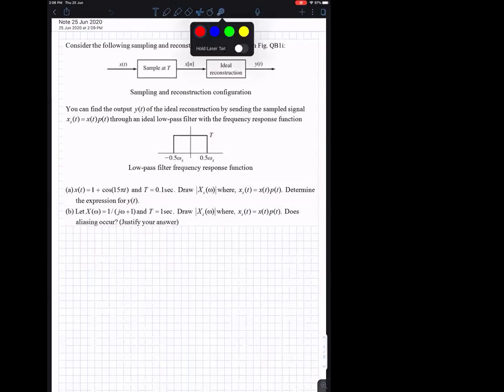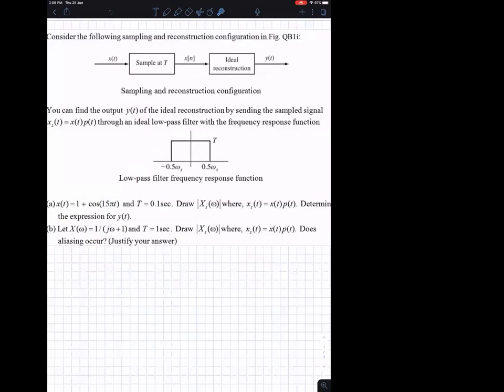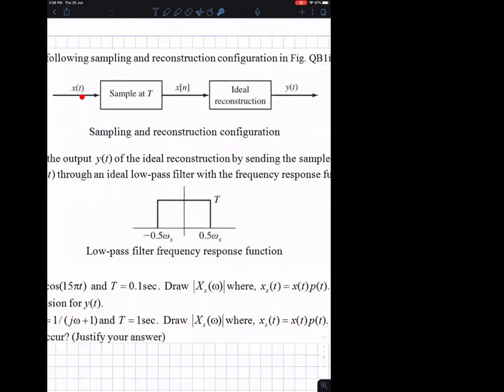So you guys see what's going on here. You have a signal coming in. This signal may be an analog signal, continuous time. It's coming in, and inside this box it's getting sampled. After sampling, you get the discrete time sequence.